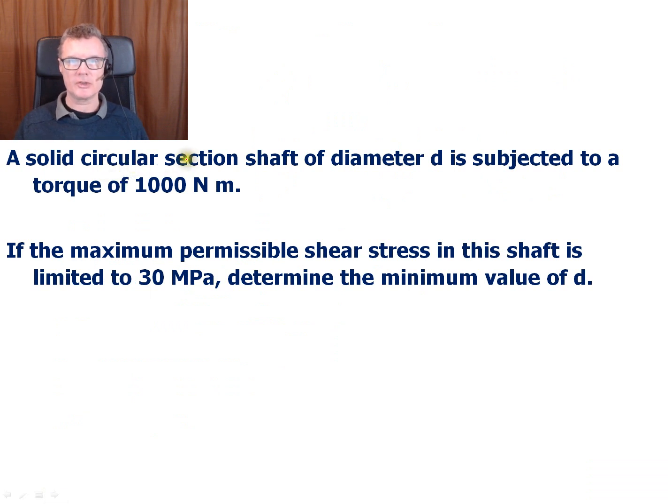We've got a solid circular shaft. It has a diameter d and it's subject to a torque of 1,000 Newton meters. If the maximum permissible shear stress in the shaft is limited to 30 megapascals, determine the minimum value that you're going to have for your diameter.